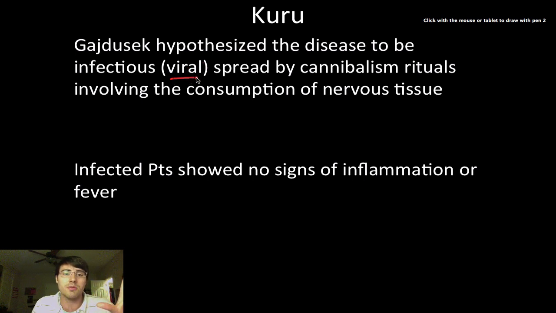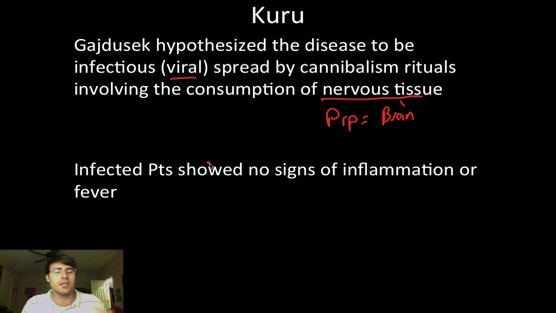He thought at the time it would be something viral that was spread by cannibalism rituals involving the consumption of nervous tissue, eating brains. Which again, kind of makes sense because remember where PrP comes from? Well, it comes from brain tissues, neurons. But the thing that was really interesting was that the patients that were infected didn't show any signs of inflammation or fever or any type of immunity to anything.